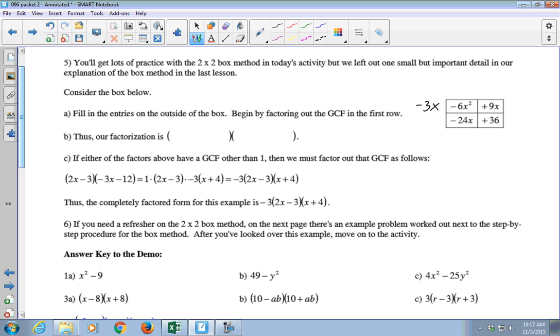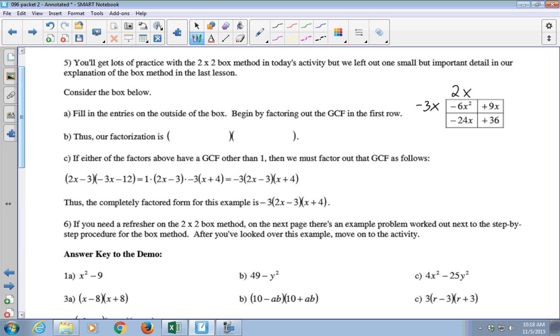All right, so once I've done that, then I can figure out what goes across the top row, because you have to ask yourself, negative 3x times what gives you negative 6x squared? I could have made it positive, right? It's just going to change what goes right here. So it's just going to change the sign there. That will also have to be negative, so a negative times a negative will give me the positive. All right, so negative 3x times what gives you negative 6x squared?